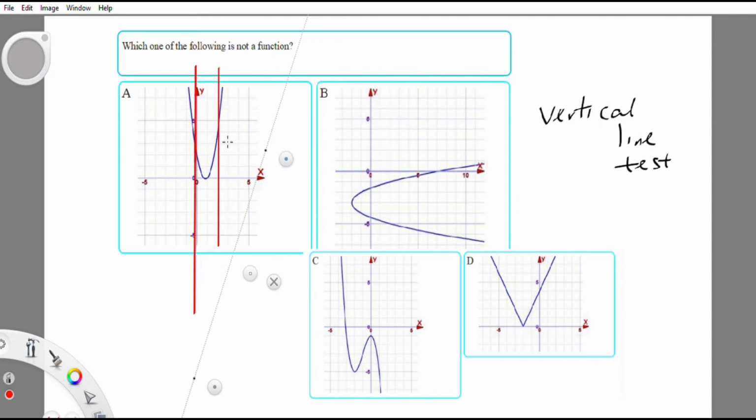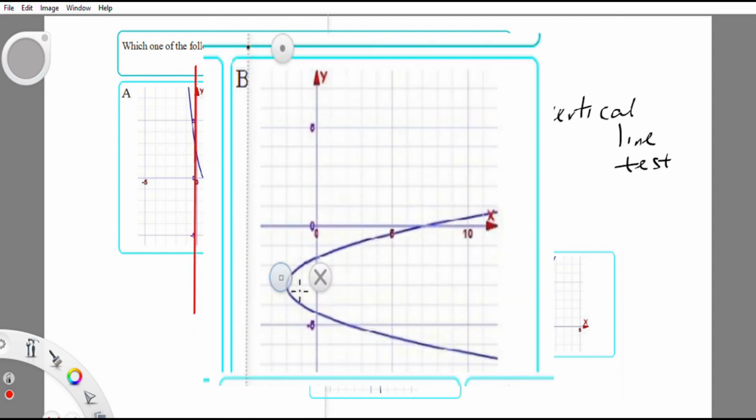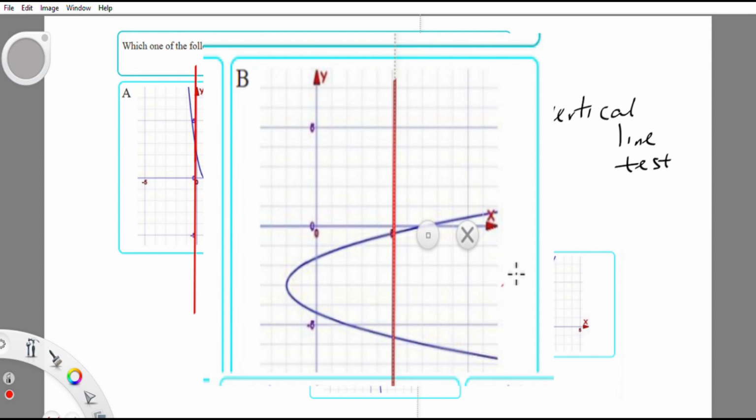Let's try B. Draw a line. Oh, B is not a function. As you can see right here, B is not a function. Why? Because the vertical line is crossing more than once on the curve. So this is not a function. So therefore, B is our answer.